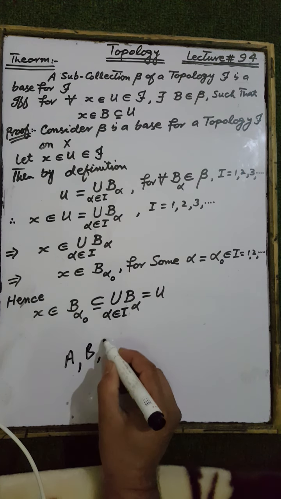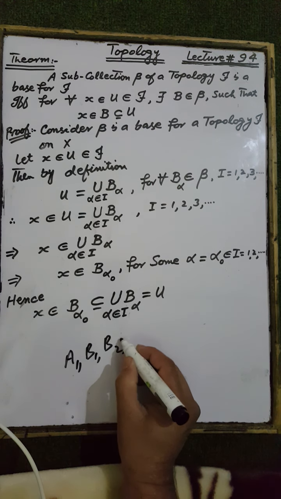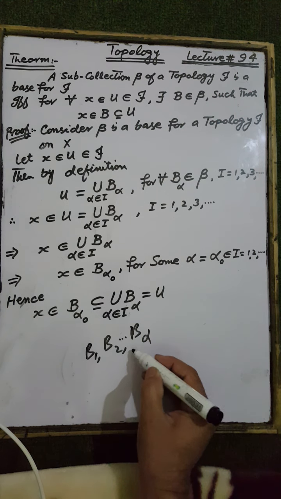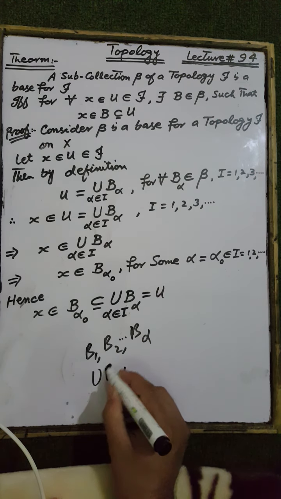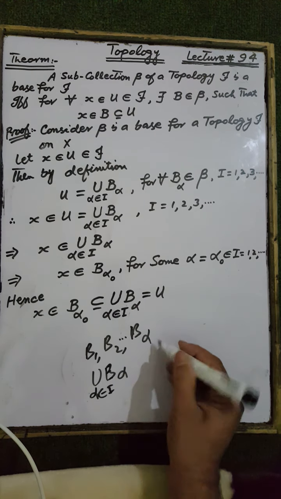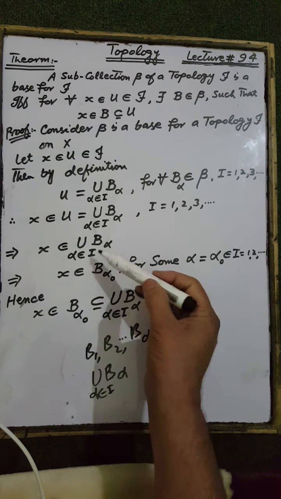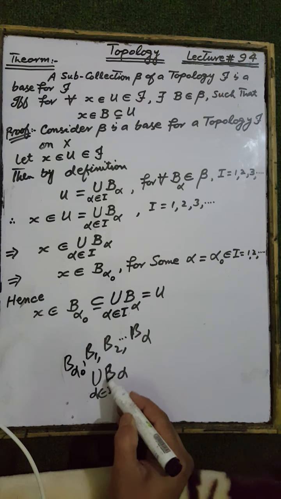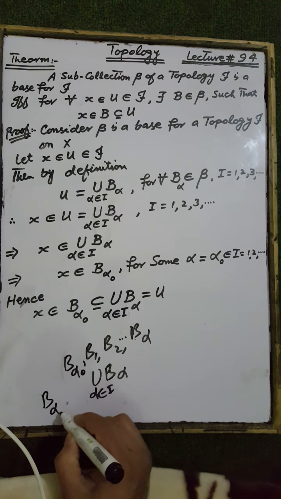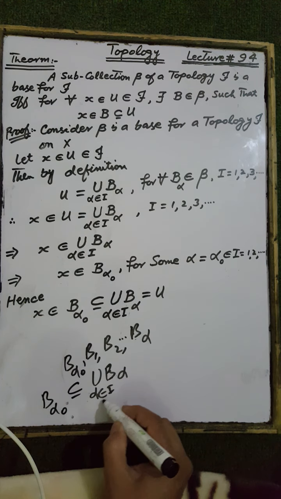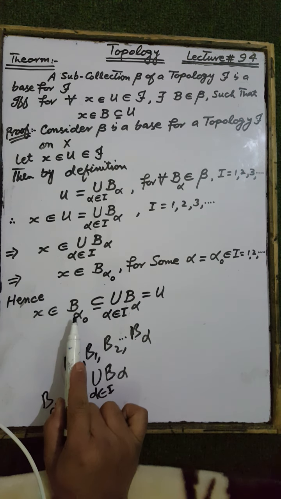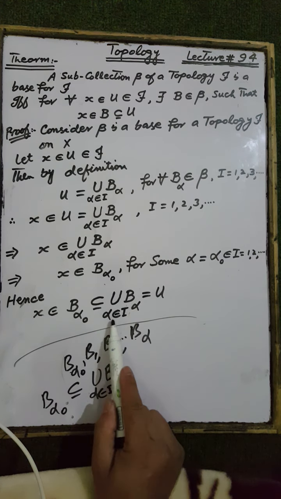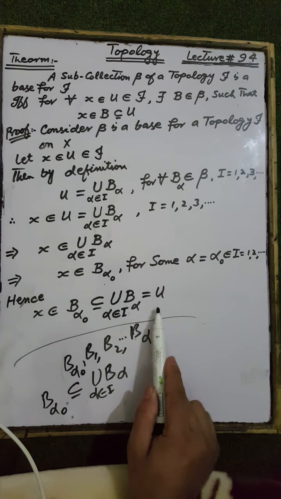Suppose B_1, B_2, up to B_α are the elements of β such that the union of B_α, α belonging to I, is equal to the union of B_α, α belonging to I, and B_α0 is one of these sets. Therefore we can say that B_α0 is a subset of the union of B_α, α belonging to I, according to the definition of the union. That is, x belongs to B_α0, B_α0 is one of the sets B_α, and is a subset of the union of B_α, α belonging to I, and the union of B_α, α belonging to I, is equal to the set U.